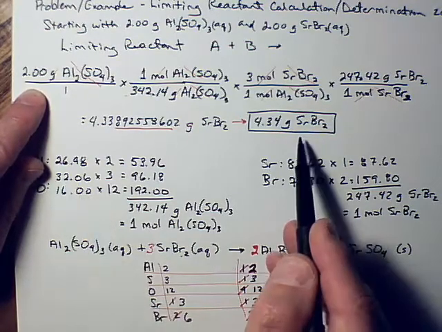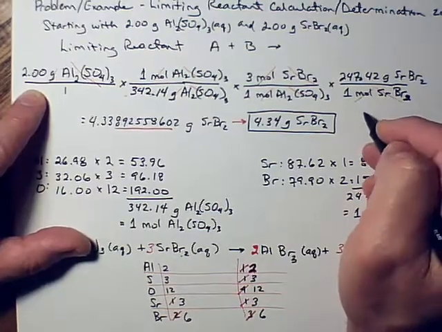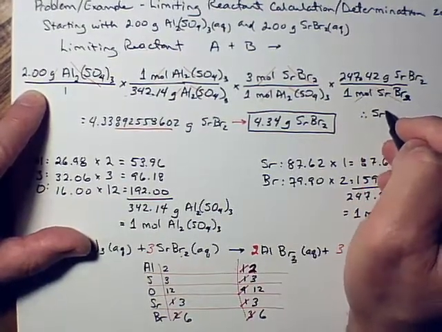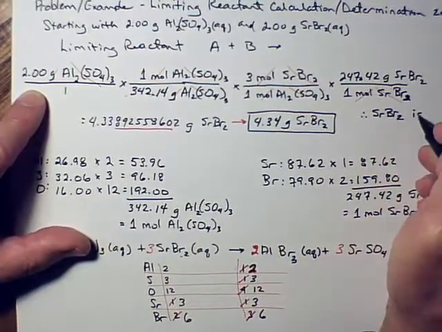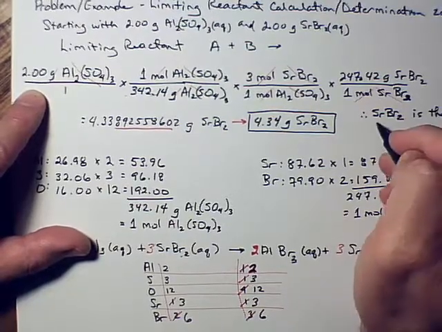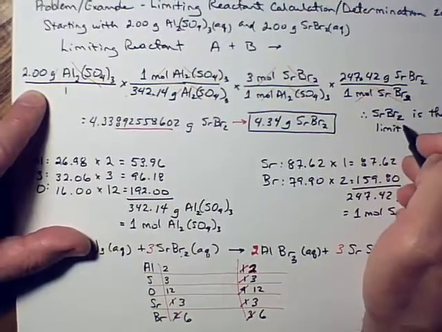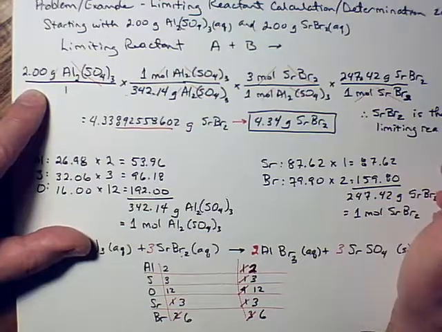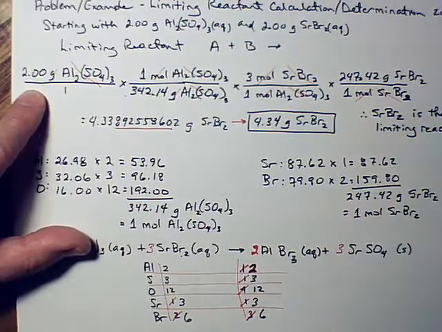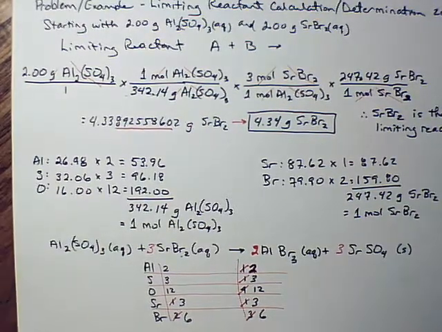Okay? This strontium bromide then is the limiting reactant. Those 3 dots in a triangle like that is a symbol for therefore.